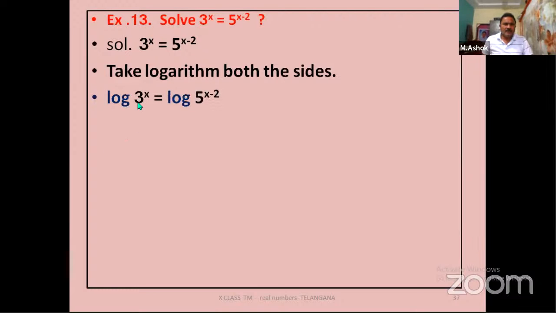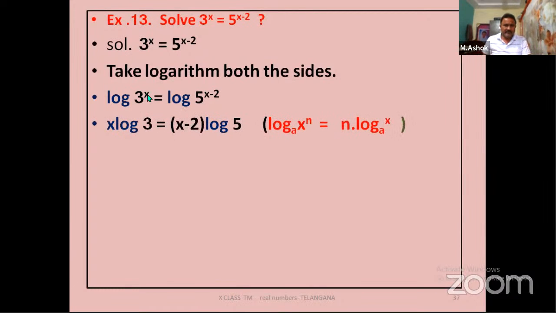Now it is log 3 to the power of x is equal to log 5 to the power of x minus 2. Based on the power rule, x comes here: x into log 3 is equal to x minus 2 into log 5. In the examination, you should write the formula. Whatever relevant formula you are using, you have to compulsorily write it in every sum. Okay, keep it in mind.